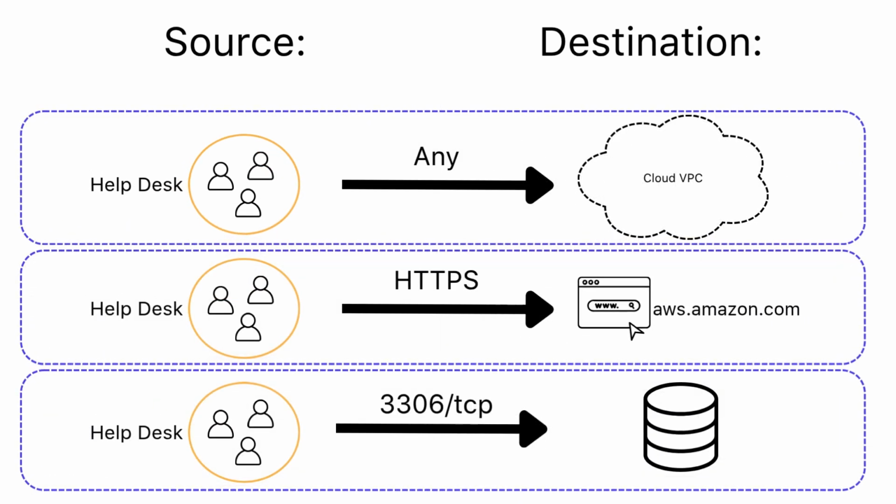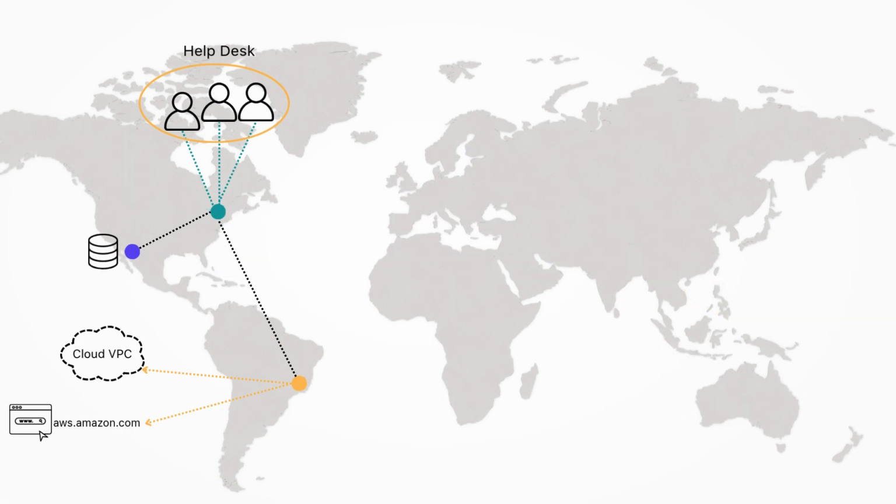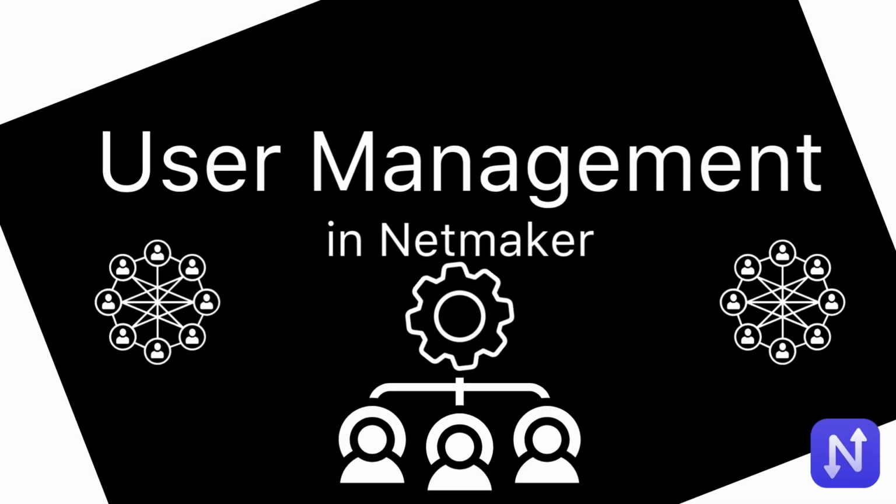For example, if you have a group of users called Help Desk, you can create policies that specify which specific resources they have access to on the network. When logging in, only the specified resources will be visible and available to them. For more information on access controls, check out the associated overview video.